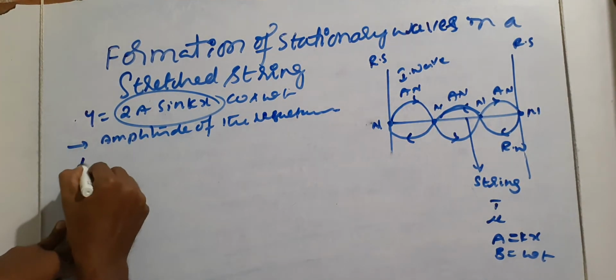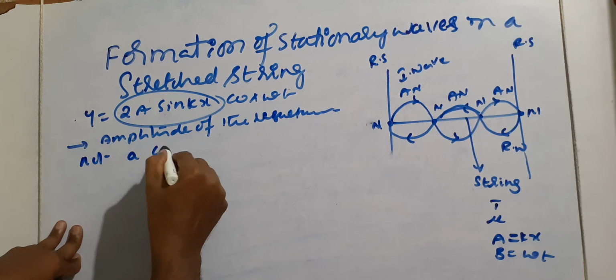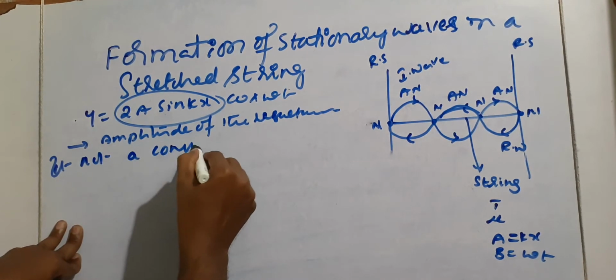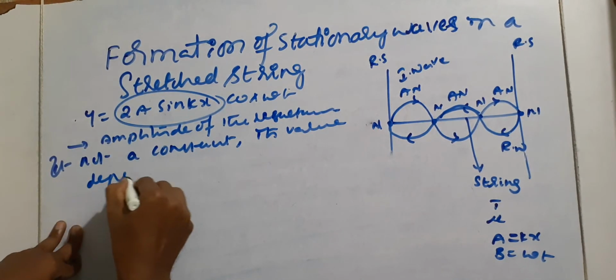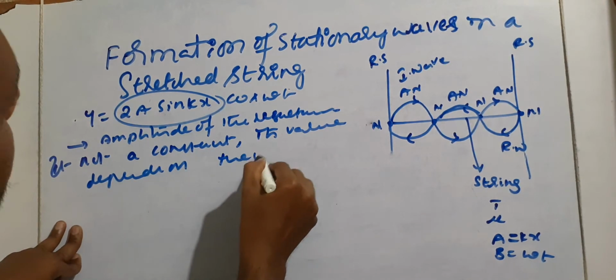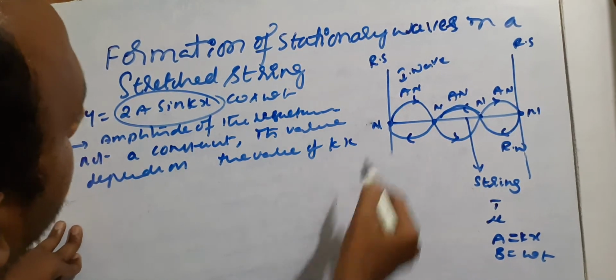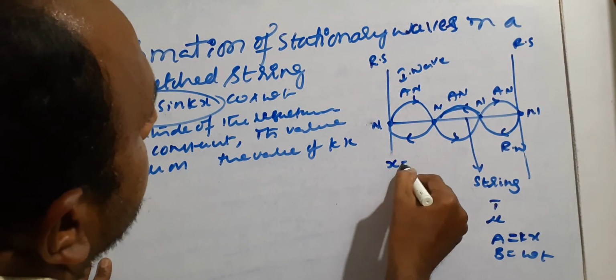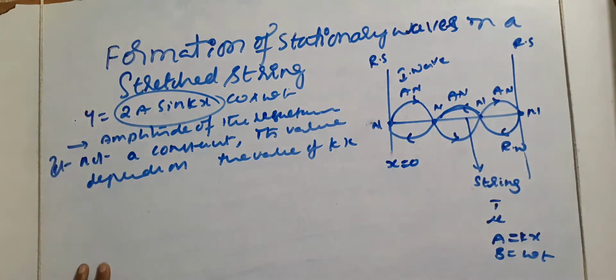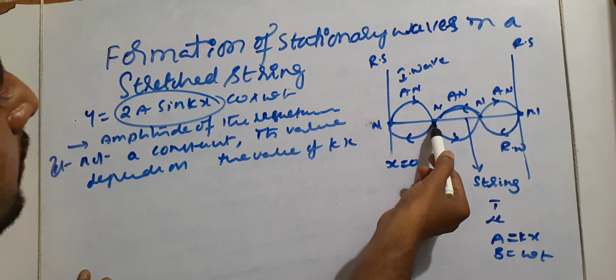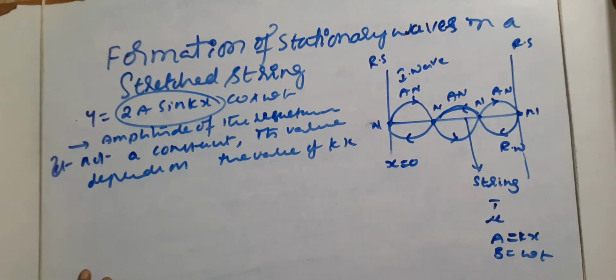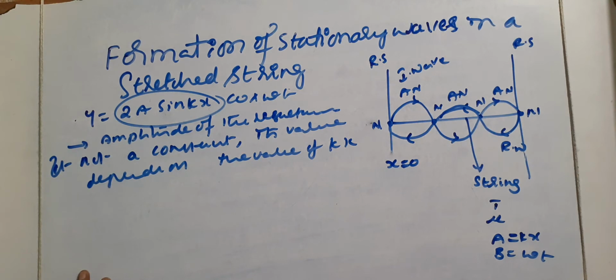So which is not a constant, its value depends on the value of kx. But you know kx is nothing but the distance traveled by the wave in the string. So initially x is 0, then node to node lambda by 2, again lambda by 2, lambda by 2, like that. So you can take the distance traveled by the wave, x equals 0, lambda by 2, 2 lambda by 2, like that, or lambda by 4, so like that.